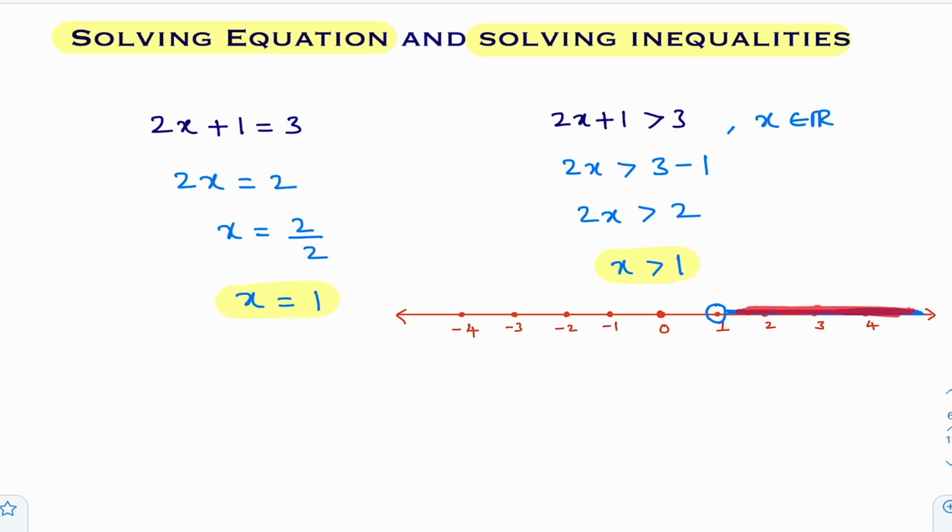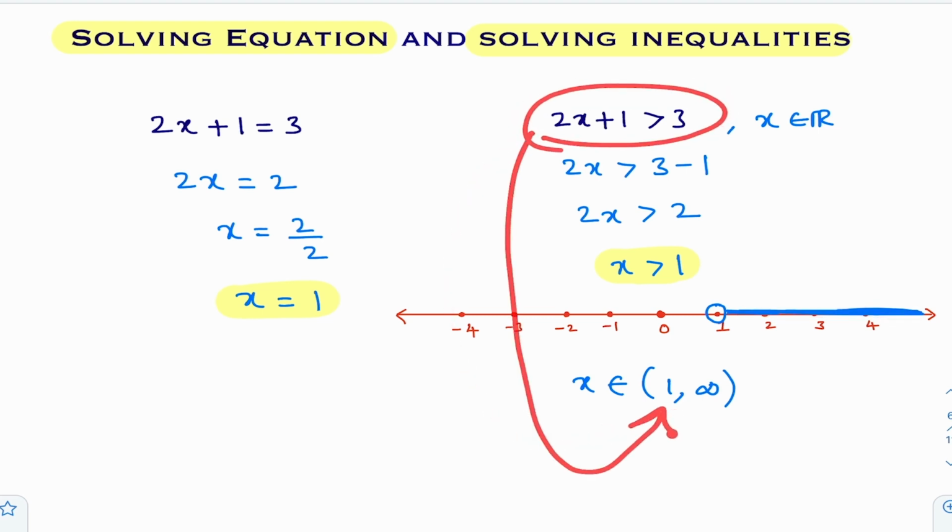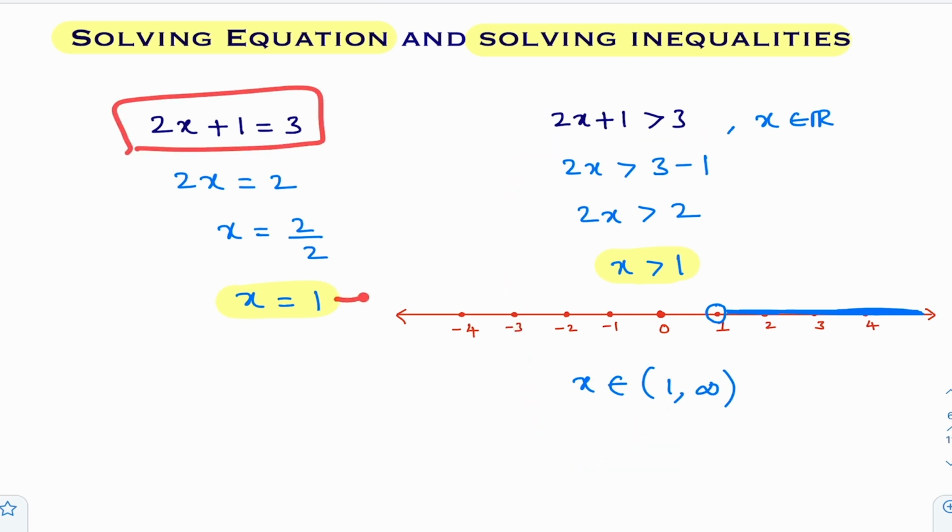How do you write this in interval form? Just now you learned about intervals. We'll write like this. x belongs to an open interval because this is strictly greater than. 1 is not included. Open interval 1 to infinity. In this, you see infinitely many numbers are there. This is the solution of this inequality. 1.1, 1.2, 1.3, 2.1, 2.3, 2.01, 2.9999, all are solutions of this inequality. But for this equation, only one solution is there. x equal to 1 is the only solution.